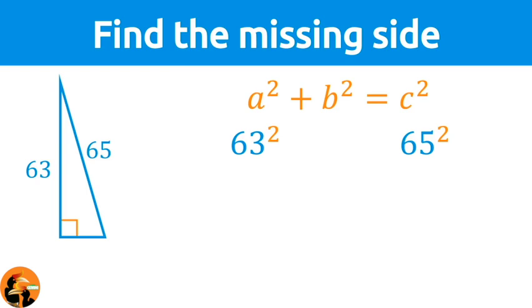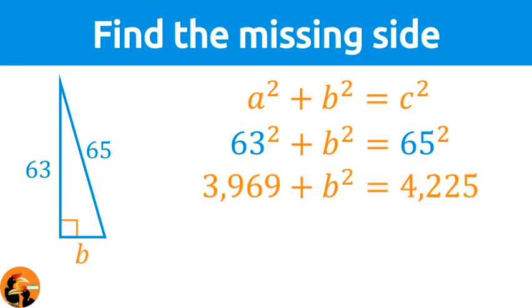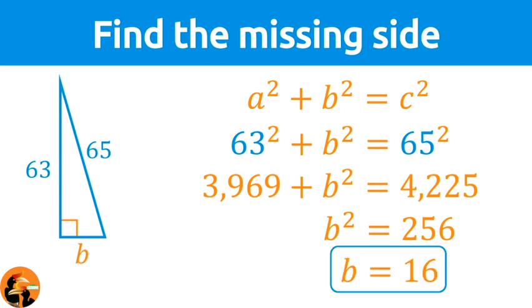Plugging in our lengths, we get 63 squared plus B squared equals 65 squared. That gives us 3,969 plus B squared equals 4,225. We can subtract 3,969 from both sides to get B squared equals 256. And to simplify that, we take the square root of both sides. So B equals 16. We found our missing side.